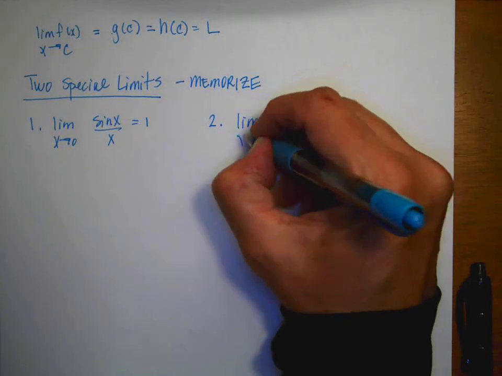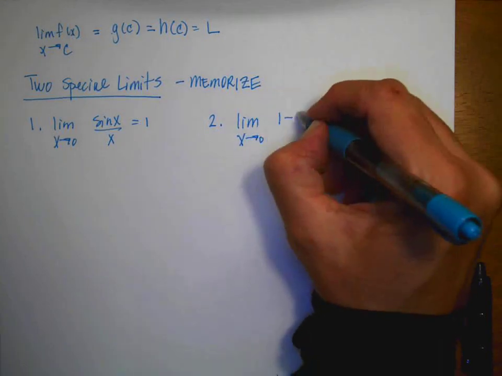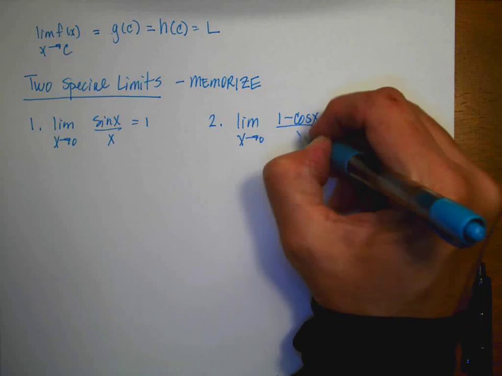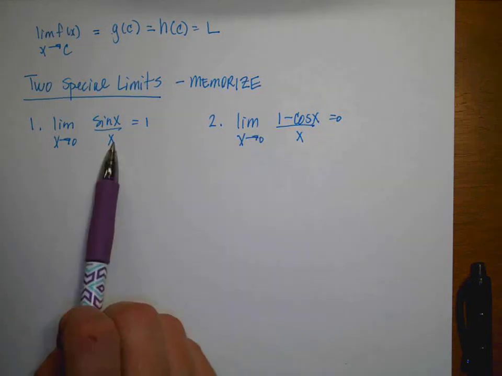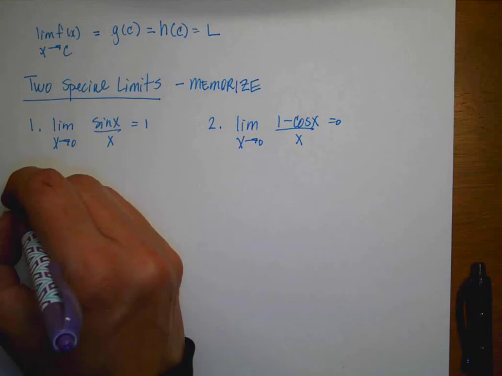The second one would be the limit as x approaches 0 of 1 minus the cosine of x over x is equal to 0. So on my handy-dandy sheet of formulas, I have written these two things down, and then you would need to memorize those.